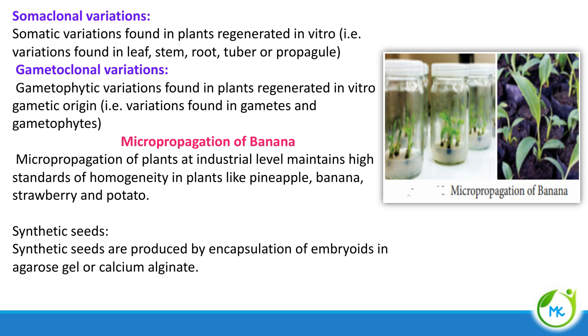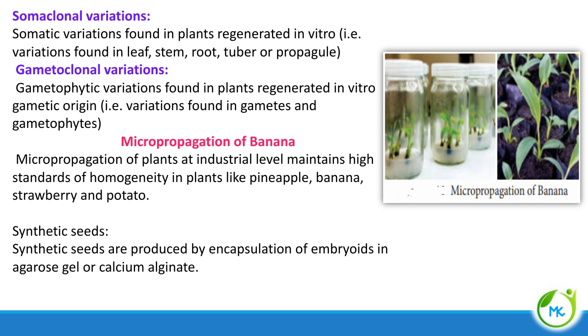The next topic is micropropagation of banana. So we can produce the plants by micropropagation at industrial level, and which will maintain high standards of homogeneity. Okay, homogeneity is nothing but genetically they will be similar. Okay, that is called as homogeneity, and this can be made in plants like pineapple, banana, strawberry and potato.